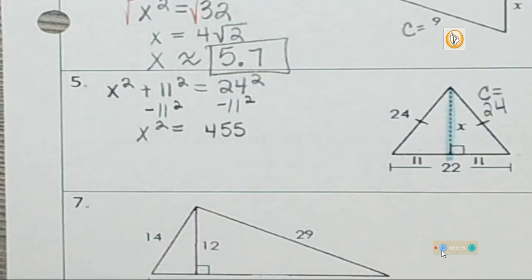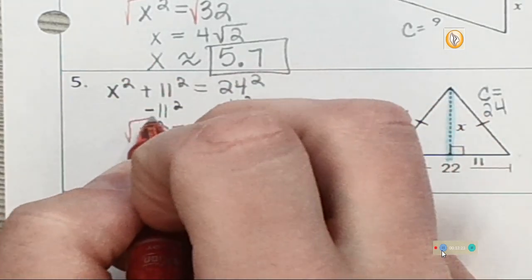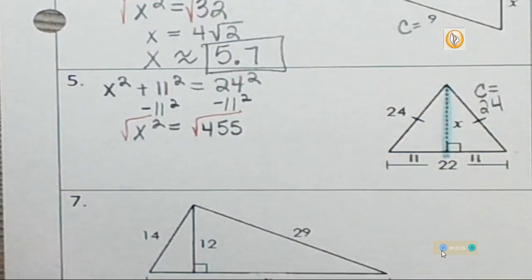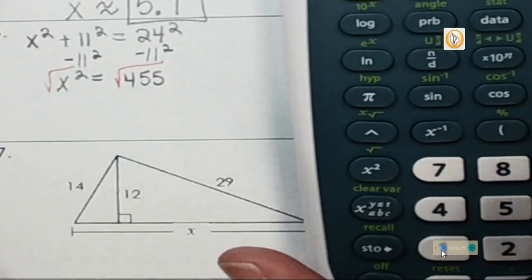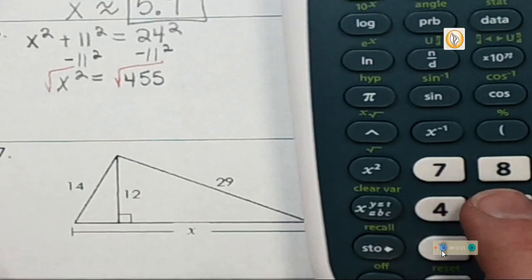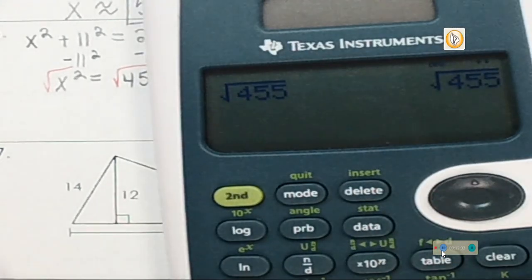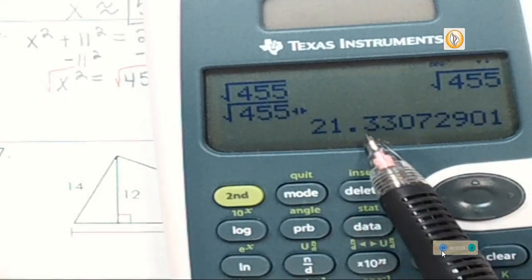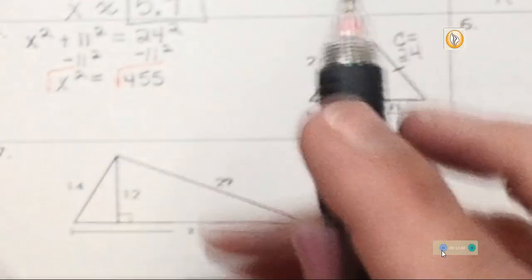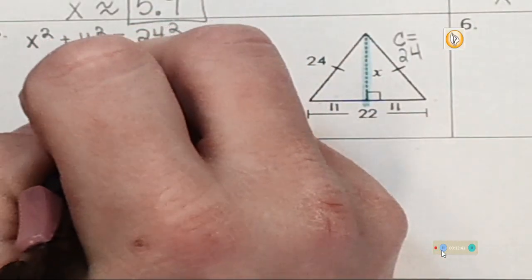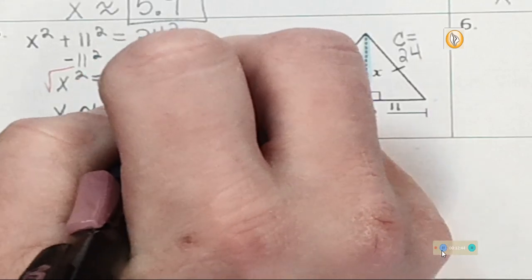How do you unsquare something? You take the square root. Now, let me put that in my calculator. All right, square root of 455. Turn that into a decimal. I want the tenths place. So what is the 3 going to do to this 3? Nothing. So your x is approximately 21.3.